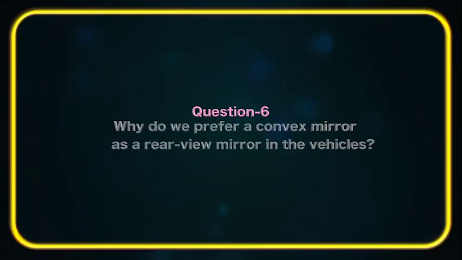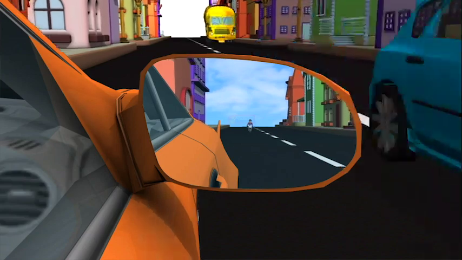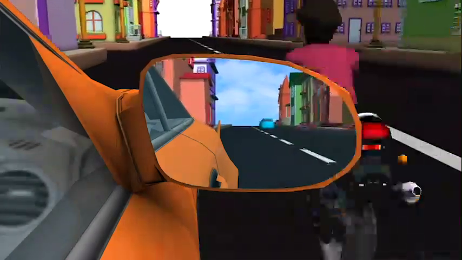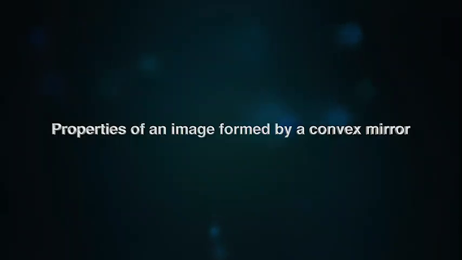Question 6. Why do we prefer a convex mirror as a rear view mirror in the vehicles? To know why we use convex mirror as a rear view mirror in the vehicle, let us see the properties of image formed by a convex mirror.